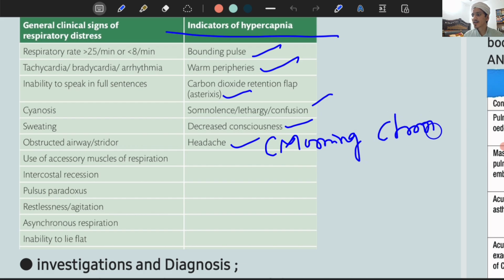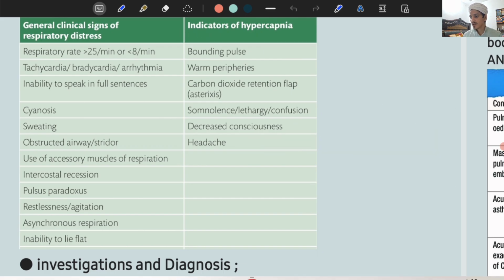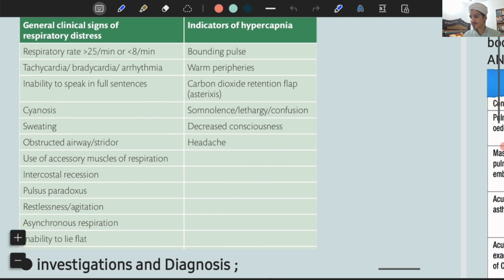Why morning headache? Because when the patient sleeps, the respiratory drive will fall further. So during the night time, during sleep, carbon dioxide will accumulate further. That will cause cerebral vasodilation, and so morning headaches in patients with chronic respiratory failure. So these are the summary of signs and symptoms of respiratory failure.